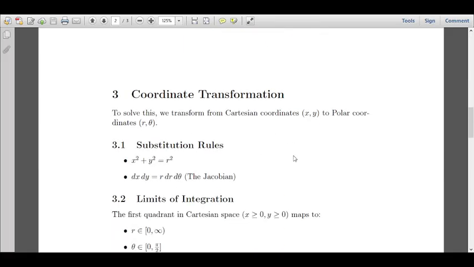Now to solve this, we transform from Cartesian xy to polar coordinates r theta. How to do that? We will use the substitutions: x equal to r cos theta, y equal to r sin theta, and dx dy equal to r dr d theta, x square plus y square equal to r square.